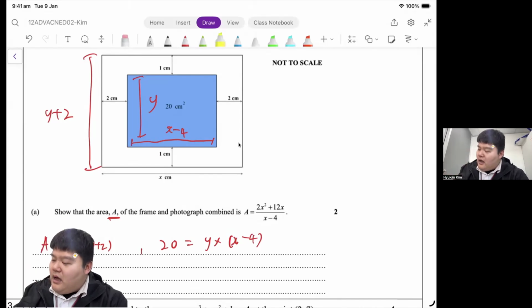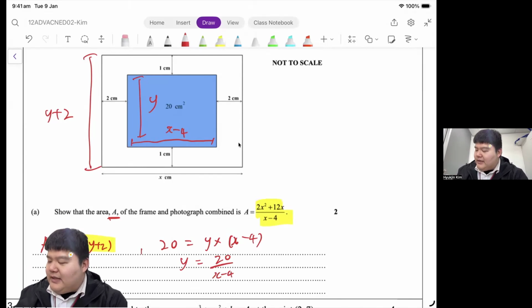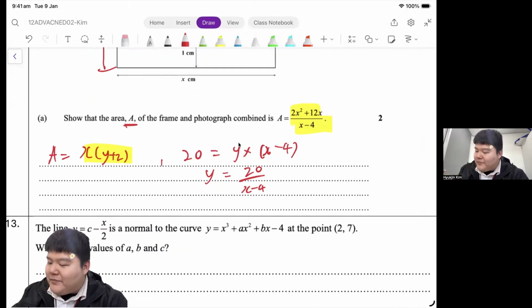I want to have this, but I have this right now. I don't want to keep the y around. So that means I'm going to make y the subject right over here. So now I have A equals x bracket 20 over x minus 4 plus 2. I'm not going to show you the algebra anymore. I'm tired.